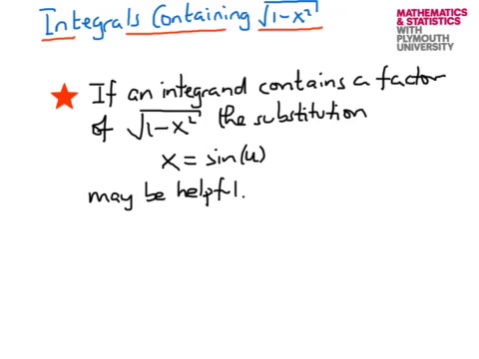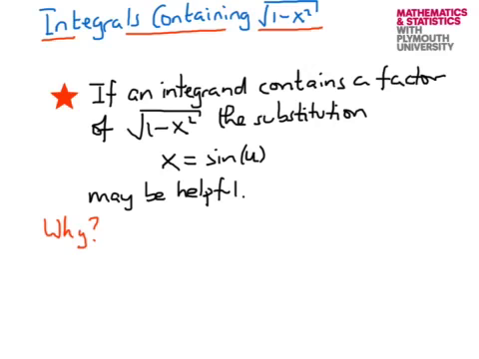So in this video I want to talk about integrals where the integrand contains a factor of the square root of 1 minus x squared. And the moral of the story that we're going to tell is that if in such an integrand there is a factor of the square root of 1 minus x squared, then the substitution x is equal to sine u may be helpful. So the natural question to ask at this stage is, why is this the case?